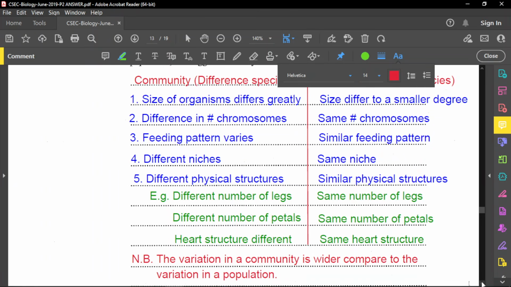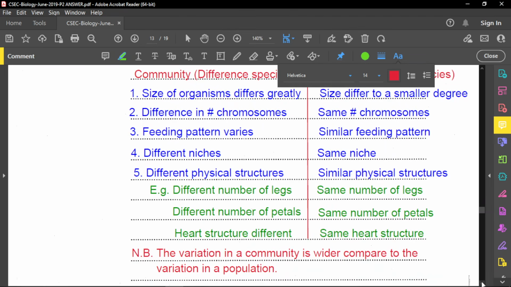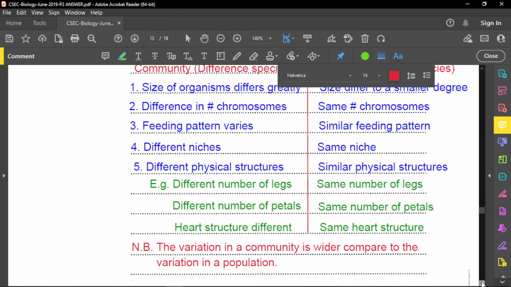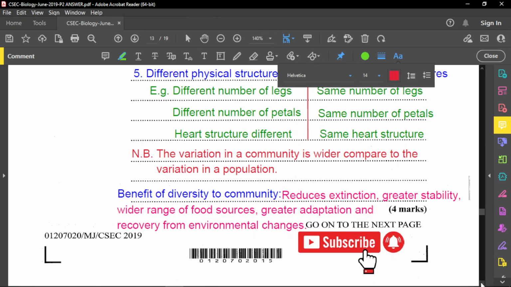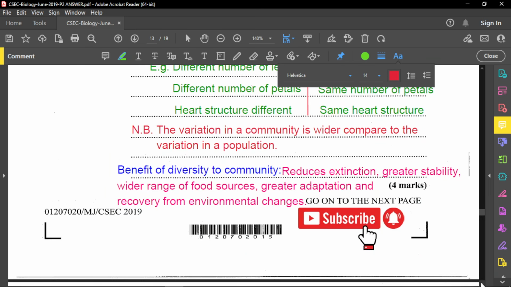Just to be specific, you do not want to just say different physical structures. That's kind of vague and too open, so you want to narrow it down to a few examples. Now, a very important point to note here is that the variation in a community is wider compared to the variation in a population. So you can even start out with that in your explanation and then narrow down to the list I gave you up top. Of course, you're not limited to only the things I gave you. Definitely there are more options to this.